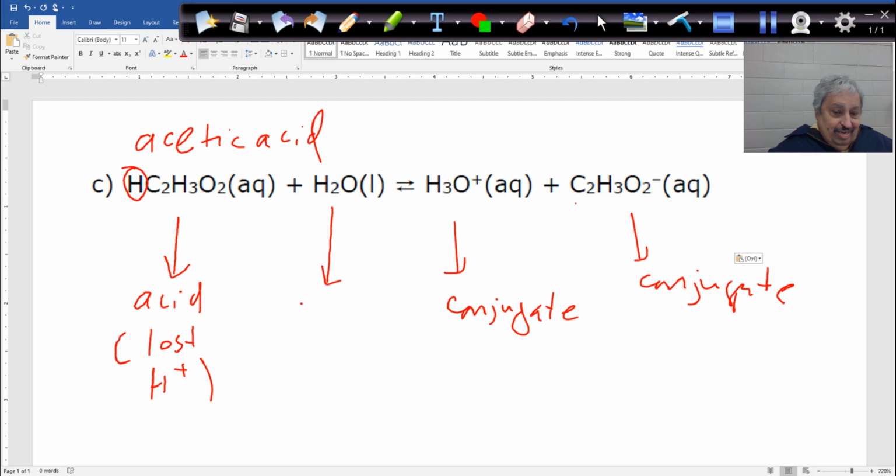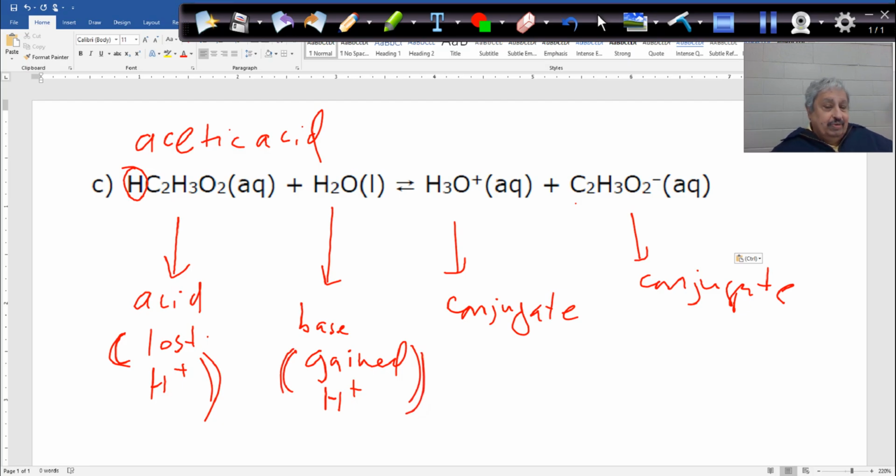By definition it has no other way. If you have figured out the acid, the other one, blindly, without even looking, has to be what? A base, correct? Why? Because one is losing, one is gaining. So gained, lost, and gained H plus. Okay, guys. So how many hydrogens do we have here? Two. How many here? Three. So that's gaining, correct?